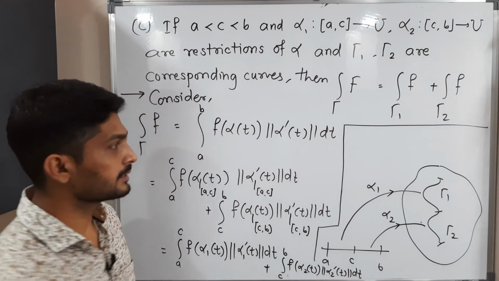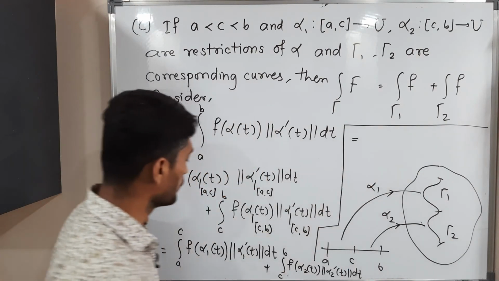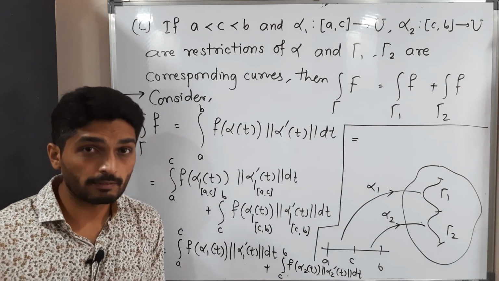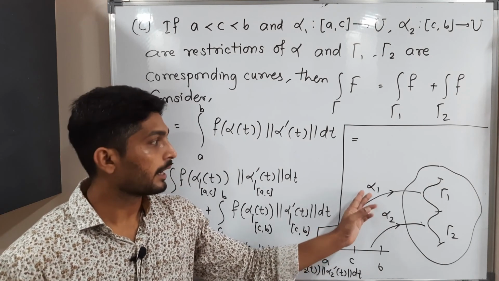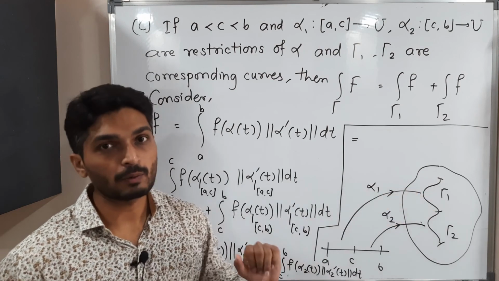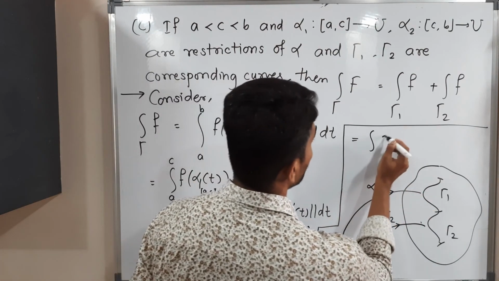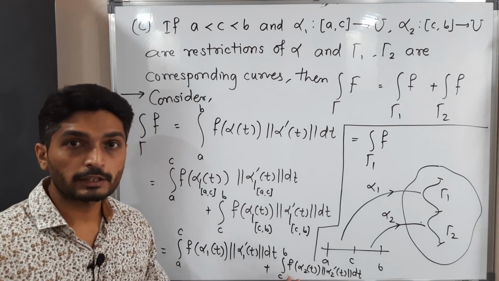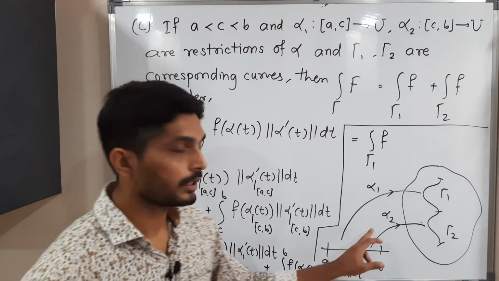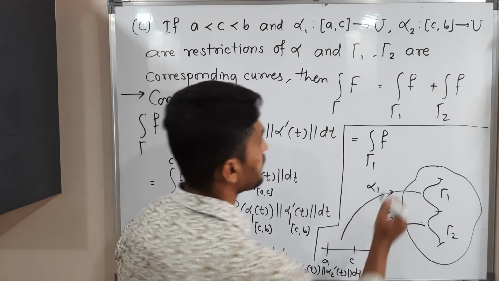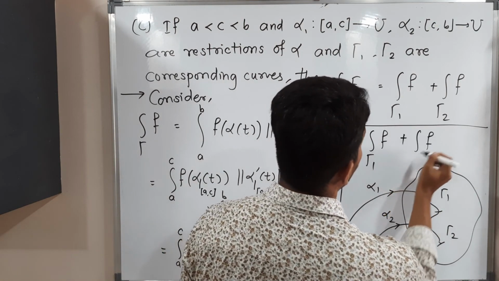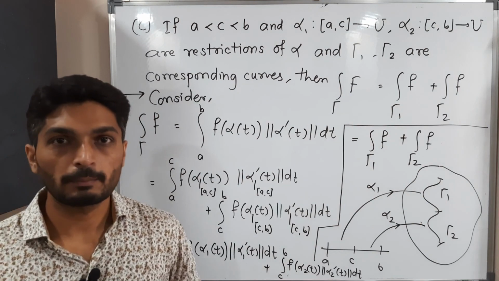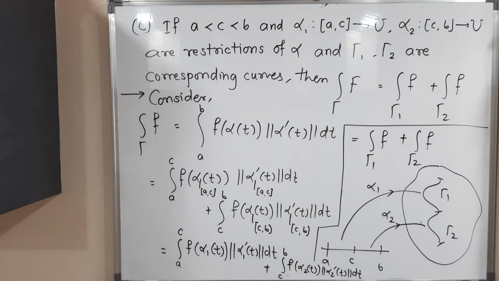This is equal to the integration of f with parameterization alpha 1, and the image of alpha 1 is gamma 1. So this is nothing but the integration of f over gamma 1. Here we have used parameterization alpha 2, and its image is gamma 2, so this is nothing but the integration of f over gamma 2. So in this way we prove the result. Make a screenshot of it. After that we will stop. Thank you. Bye bye.